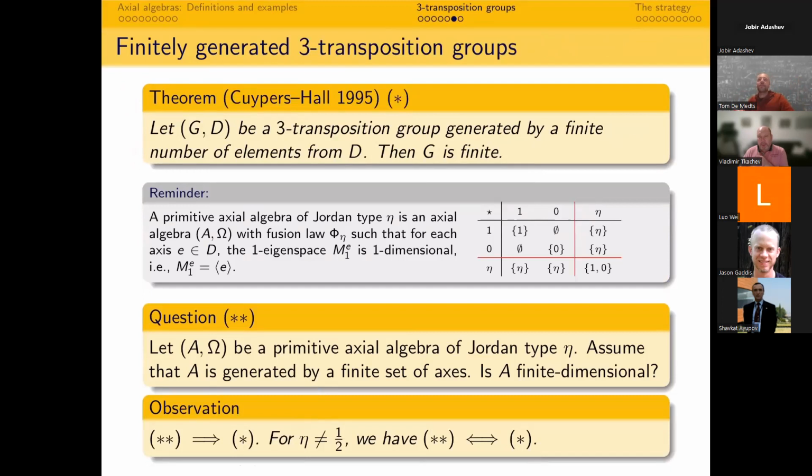So of course there is no direction backwards from this multiplication table towards the combinatorial picture, right? So you have only one direction. No, the reason that for eta different from 1/2 you do get both directions has to do with the fact that for eta different from 1/2, it's known that all primitive axial algebras of Jordan type eta are Matsuo algebras or quotients of Matsuo algebras, so they arise from three transposition groups. That's why I wrote that it's an equivalence in this case.